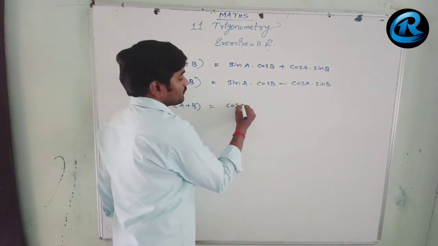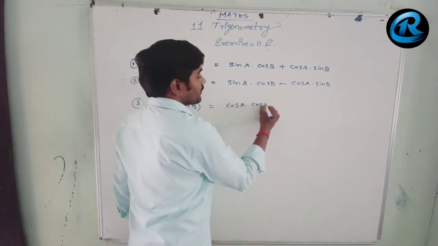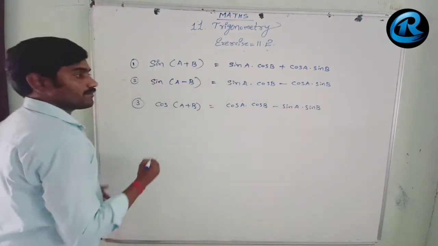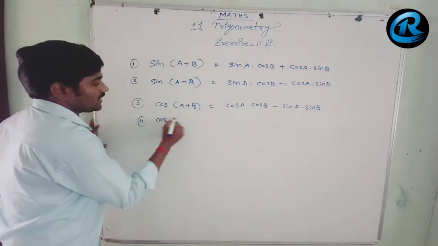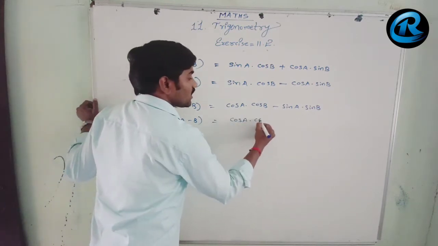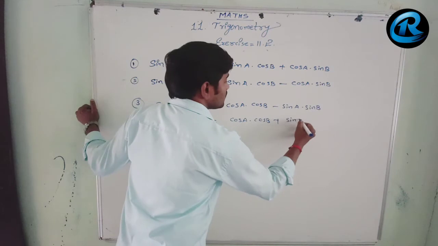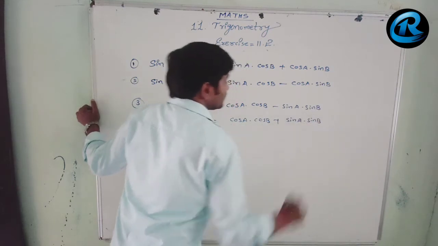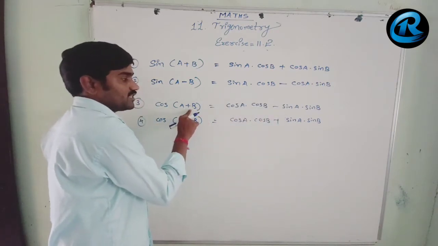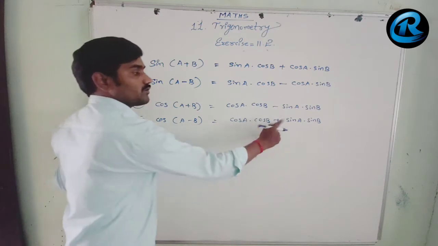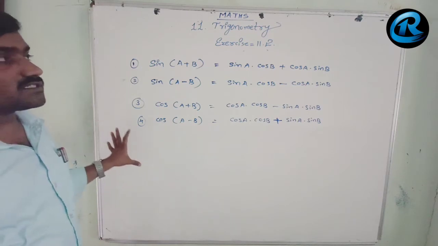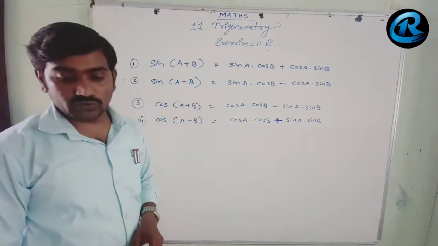Cos(A+B) equals cos A cos B minus sin A sin B. This is the formula. Now the fourth one, the last formula you need to remember: cos(A-B) equals cos A cos B plus sin A sin B. Simple. In cos(A+B) it is plus on the left, but you write minus on the right. Here it is minus, so you write the opposite, plus. These four formulas will help us very much in the next questions.